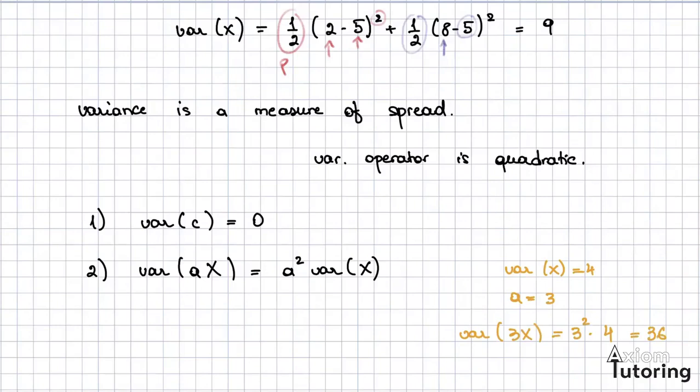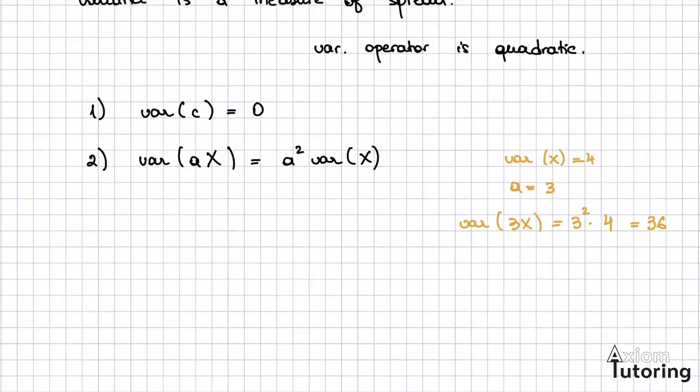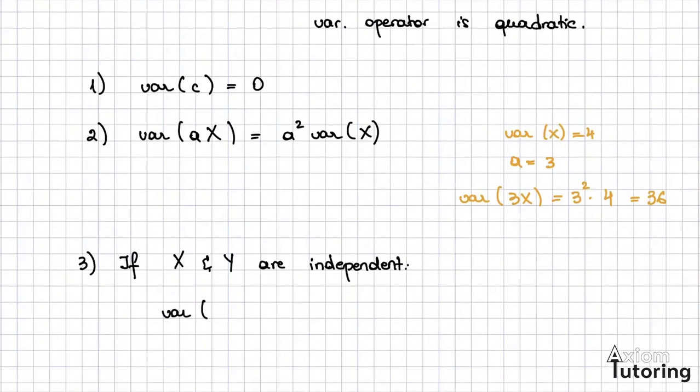So scaling a variable scales the variance quadratically. Let's move to the next property, where we're going to see one little assumption being made. So if x and y are independent, then the variance of x plus y is going to be literally the variance of x plus the variance of y, okay?